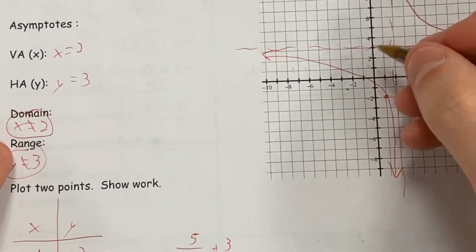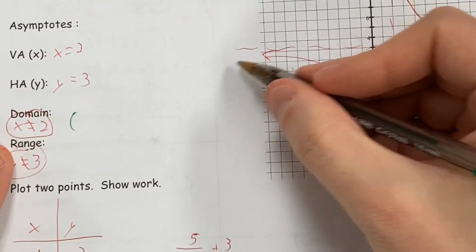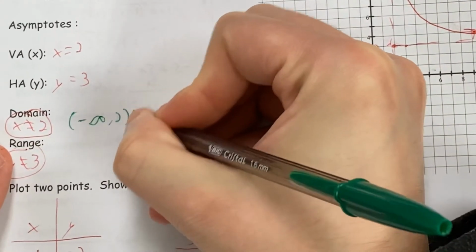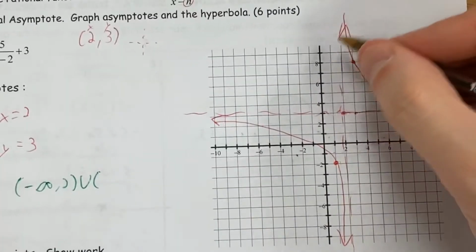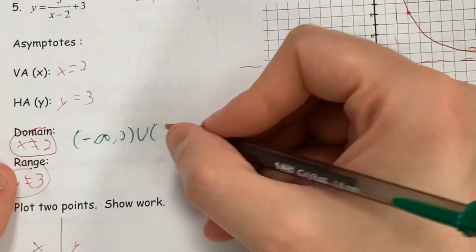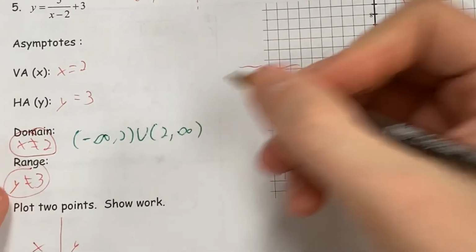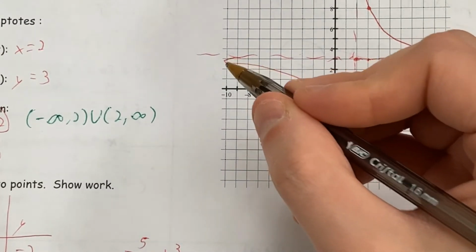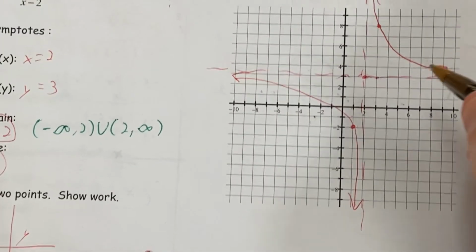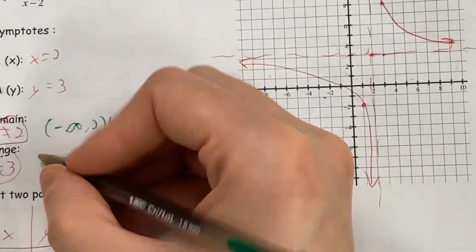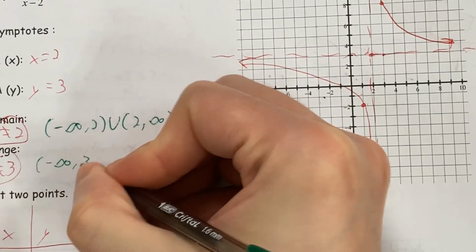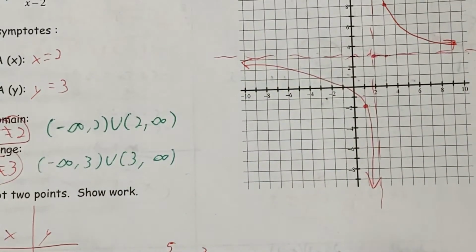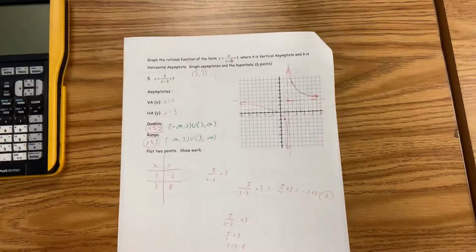You could also do interval notation. It goes from negative infinity up until 2, union starts up again at 2 and then goes to infinity. For range, it would go negative infinity to 3. Then it starts up at 3 and goes to infinity. So negative infinity to 3, union 3 to infinity. Either of those works, either receives full credit. So that's that problem.